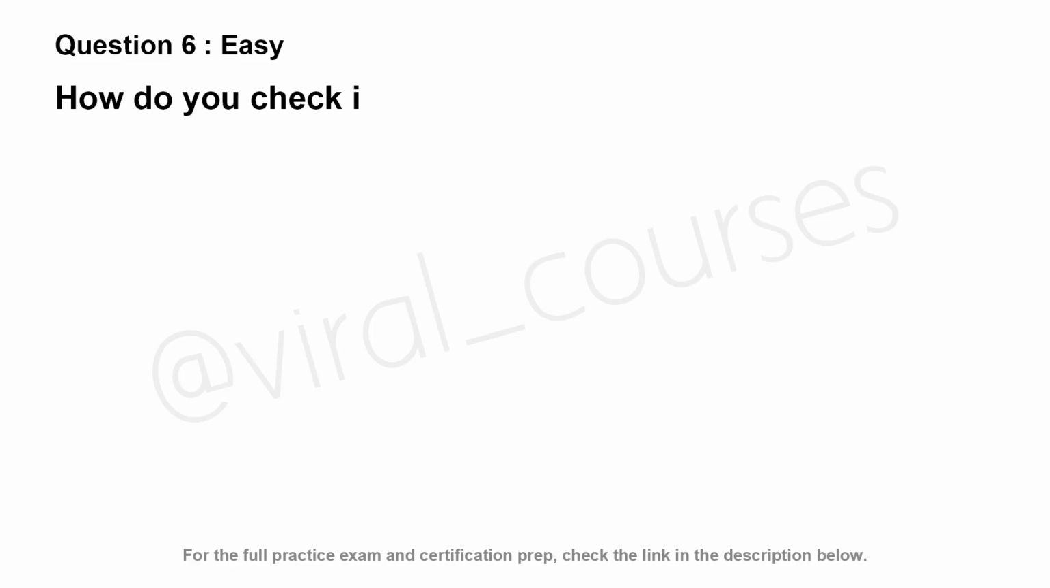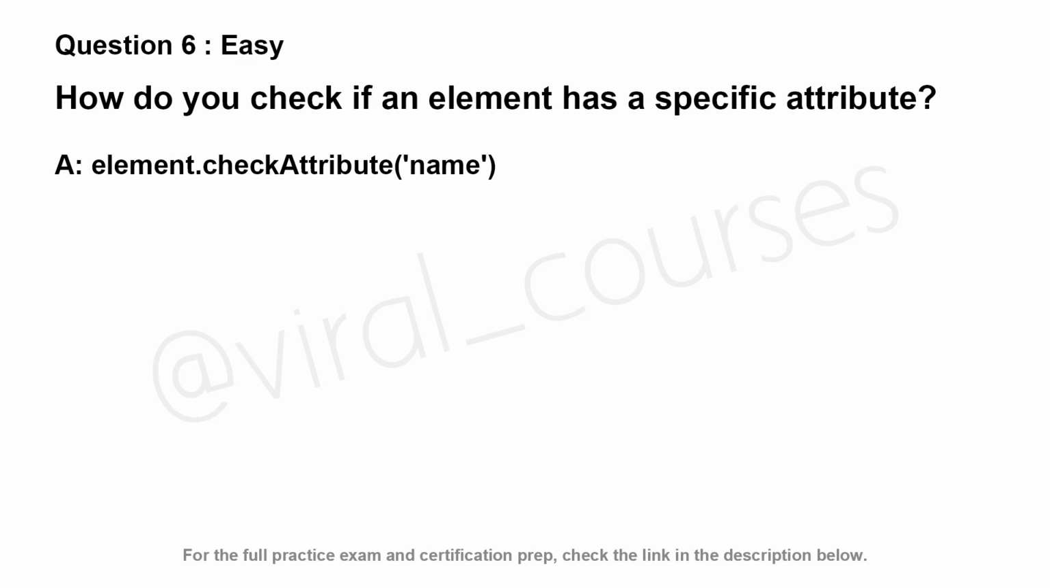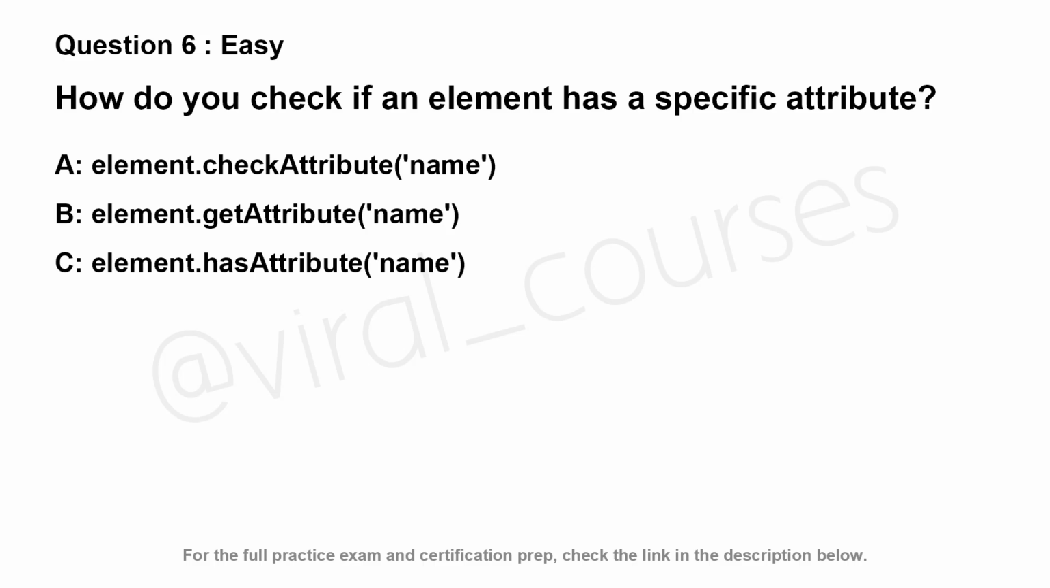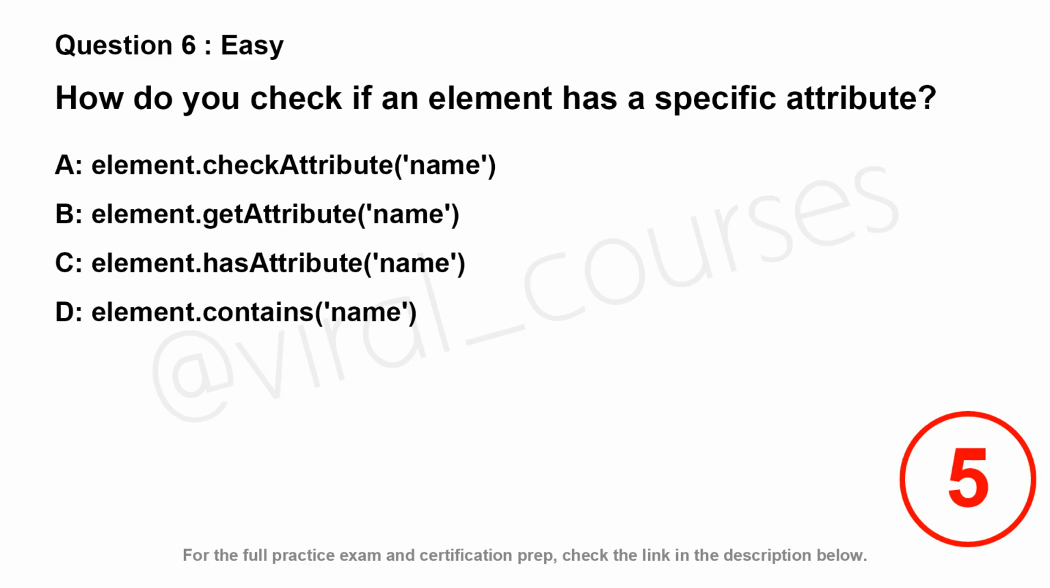How do you check if an element has a specific attribute? Option A. element.checkAttribute(name). Option B. element.getAttribute(name). Option C. element.hasAttribute(name). Option D. element.contains(name).